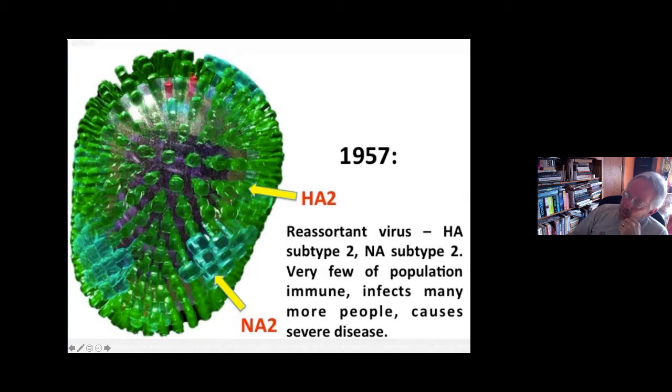So in other words, the appearance of the outside of the virus is completely different. Very few of the population were immune. So it infected a lot of people, caused quite severe disease, and killed over 3 million people.